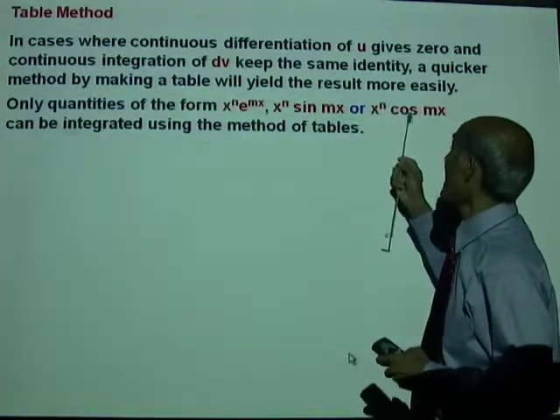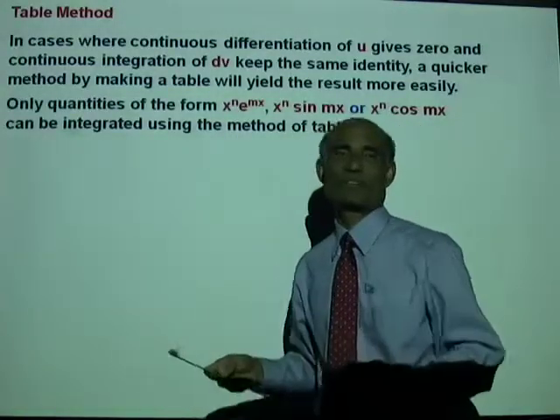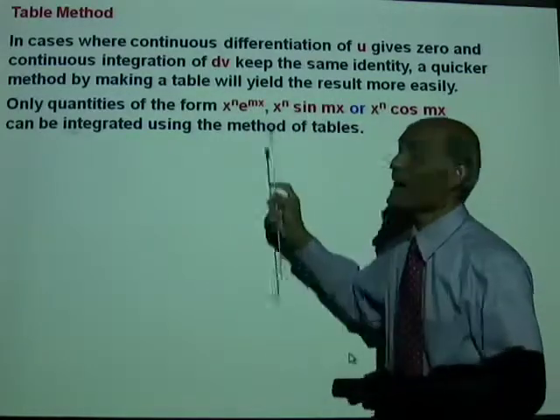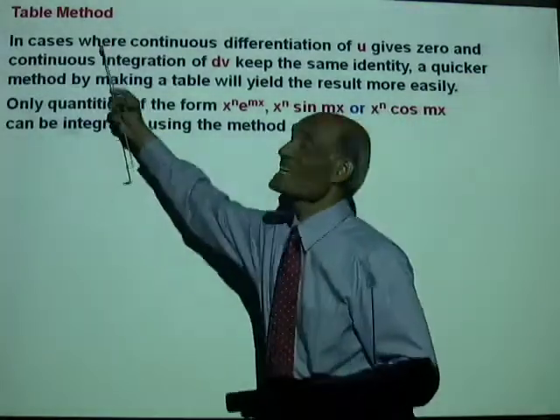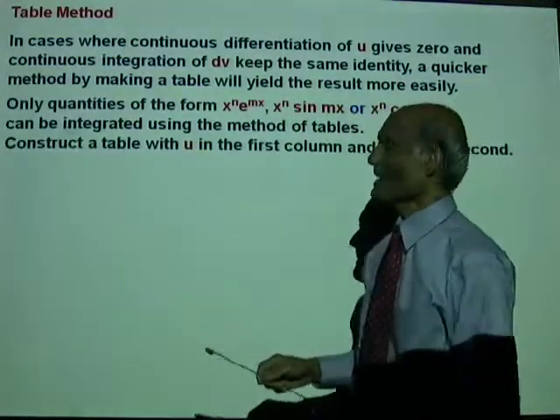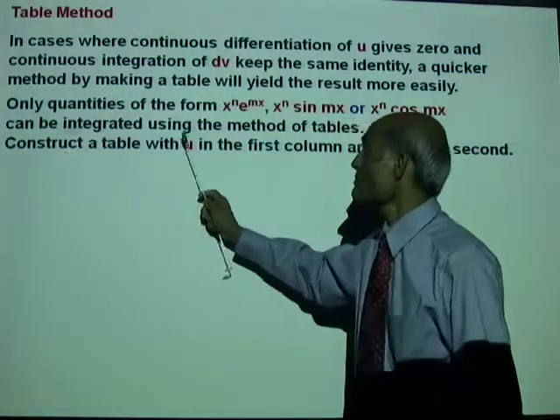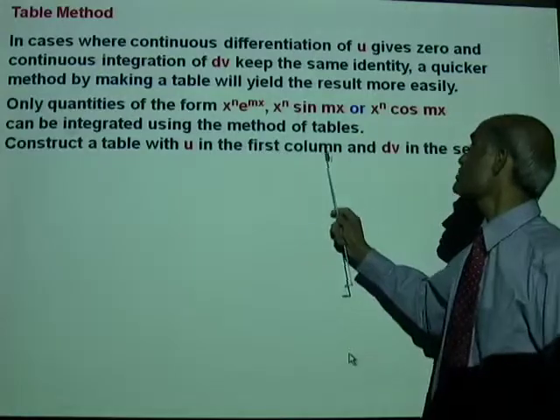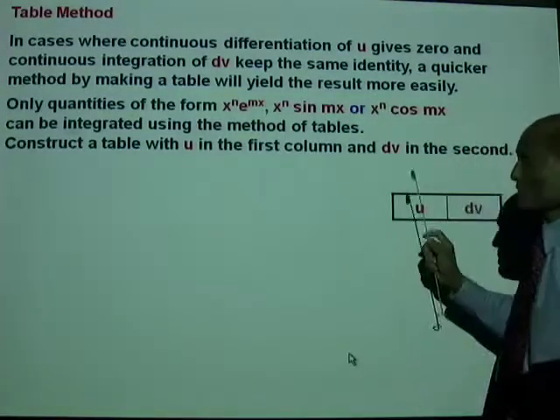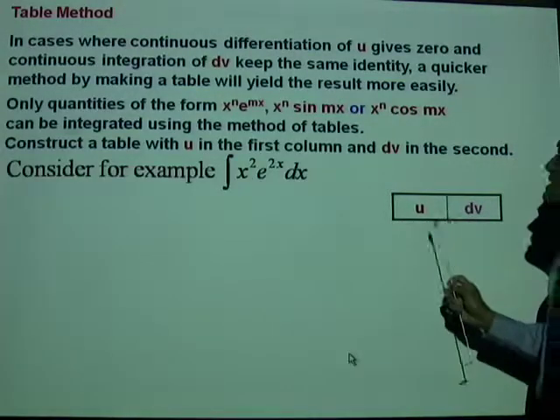Or x to the power of n cos mx or sine mx. They're both the same. So these are the forms that will suit the table method. You cannot really use any other method. Now, how do you construct a table? Follow this method. Construct a table with u in the first column and dv in the second column.